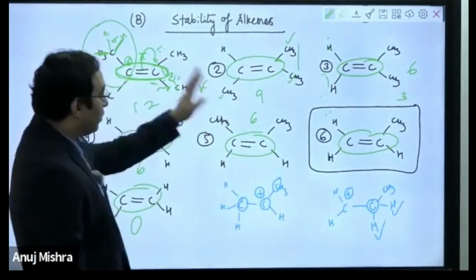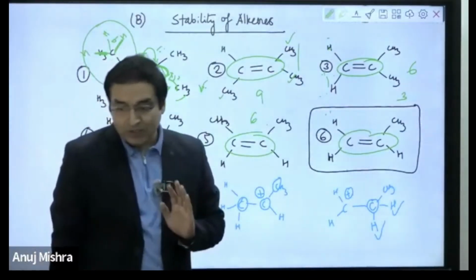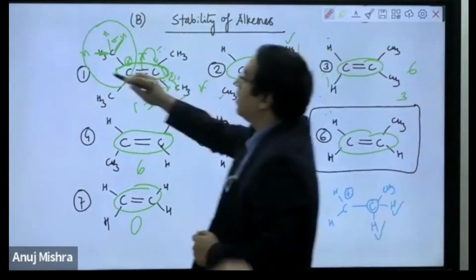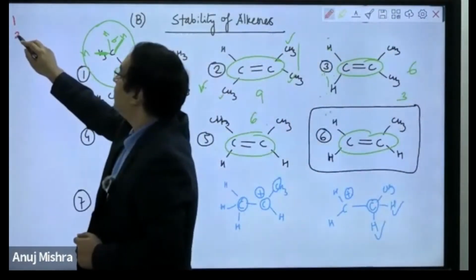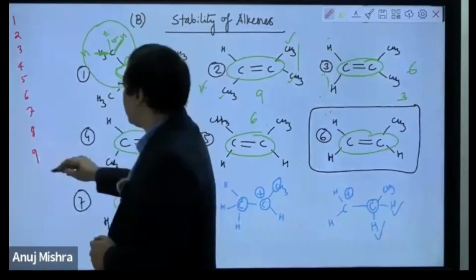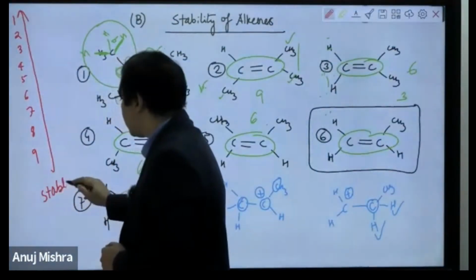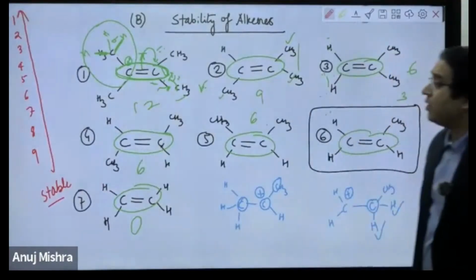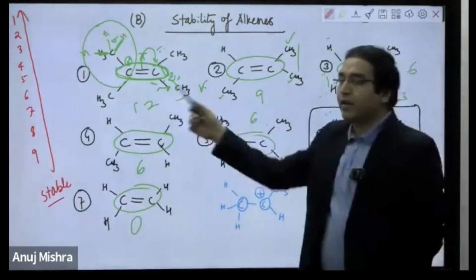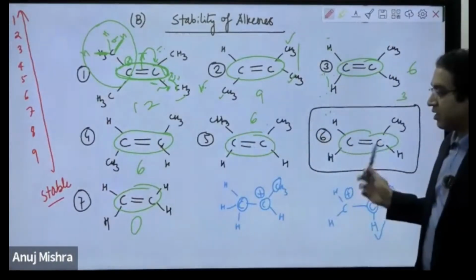So out of 1, 2, 3, 4, 5, 6, 7, if you have written all of them, which is the most stable alkene among these? Your answer would be 1 better than 2, better than 3, better than 4, better than 5, 6, 7, 8 and 9. Now this is the order of stability. Please note down. Question comes why and how? Because 12 is bigger than 9, understandable. 9 is better than 6. 6 is better than 3. 3 is better than 0.